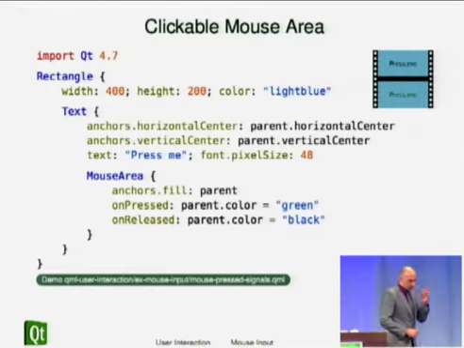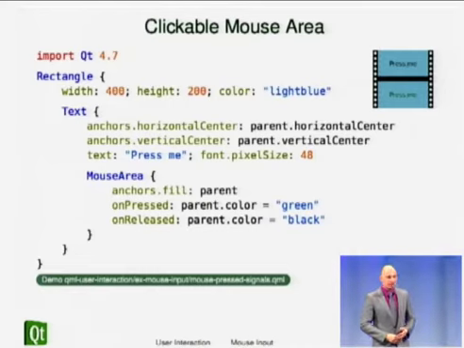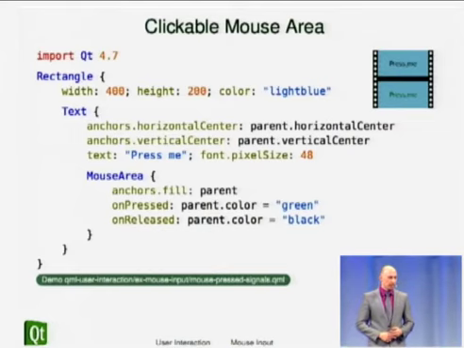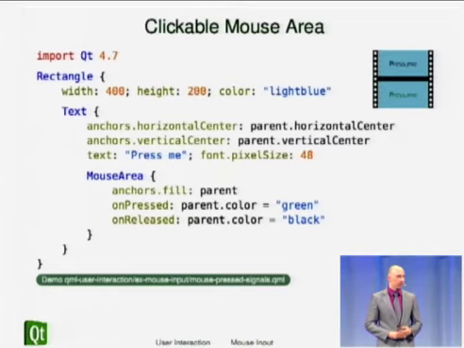So let's say, just for the sake of argument, you have a light blue rectangle. You have some text inside the light blue rectangle, and you have it vertically and horizontally centered. It says "press me", which indicates to the user that they probably want to put their thumb on it. And it's pretty big, that text.